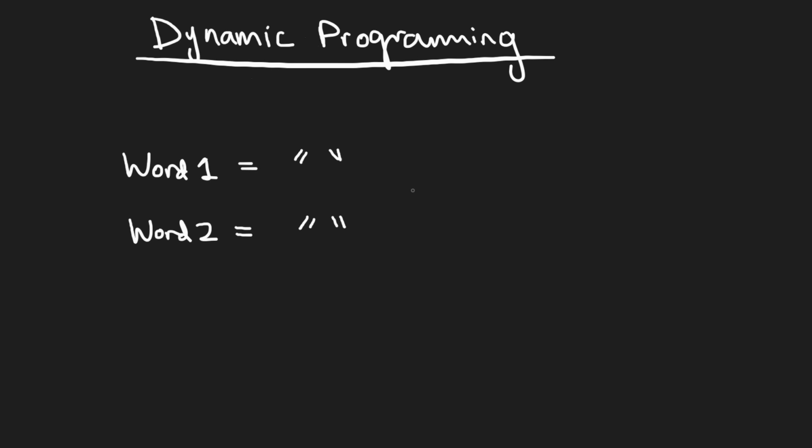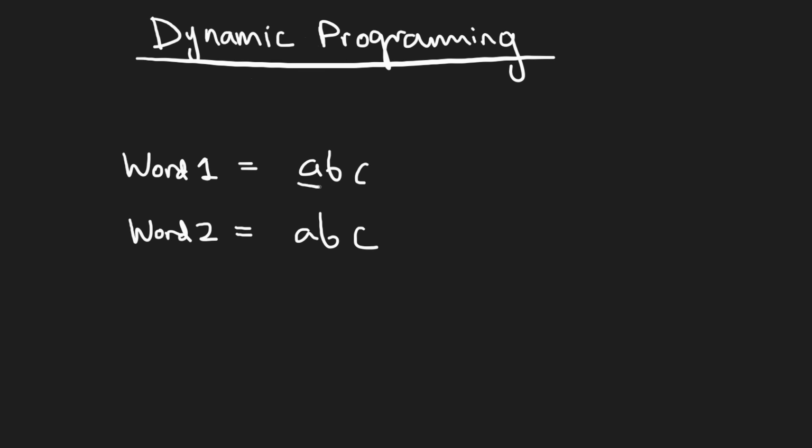So first of all, let's analyze some simple cases. What if we had the case where word1 and word2 were both just empty strings? How many operations does it take then to take word1 and convert it into word2? Obviously 0, right? We don't have to do anything. They're already the same.